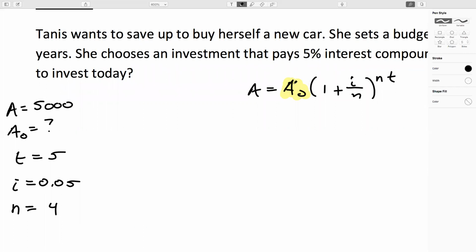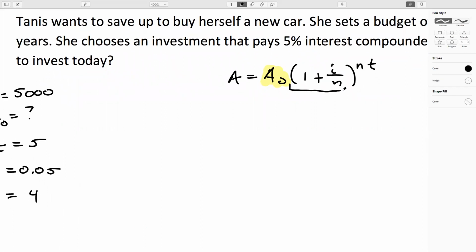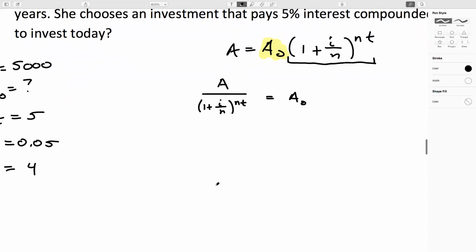So I'm just going to move everything except for A naught. Fortunately, this entire term here can be treated as one thing. So we can divide it as if this was just X. So I can take A, and I can divide A by 1 plus I over N to the NT. And now I've got this expression solved for A naught, or the principal.